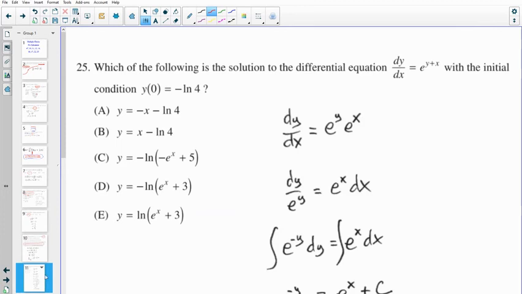And the last question, or at least the last most frequently requested question, this was requested by 5 of you. Which of the following is a solution to a differential equation that looks like this?